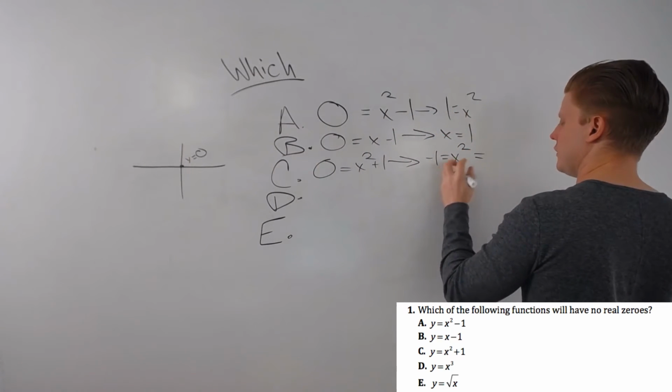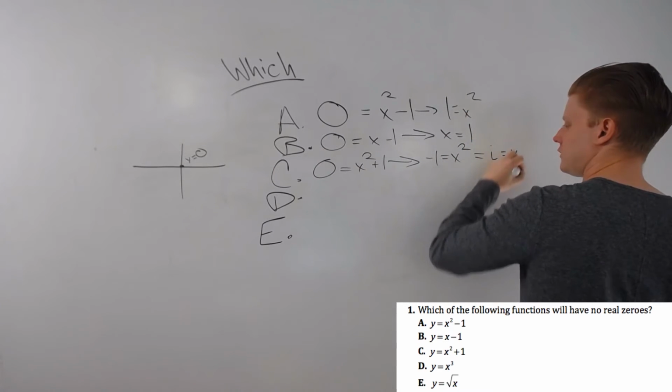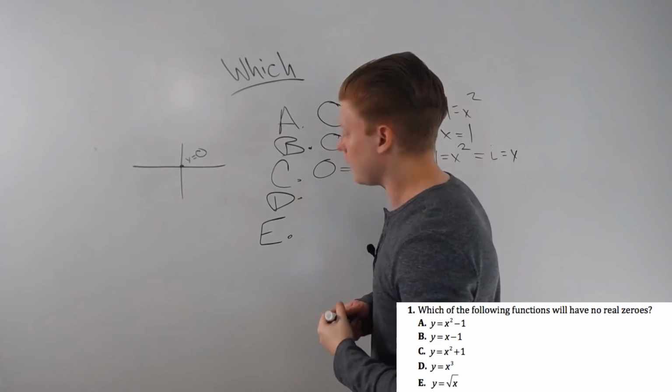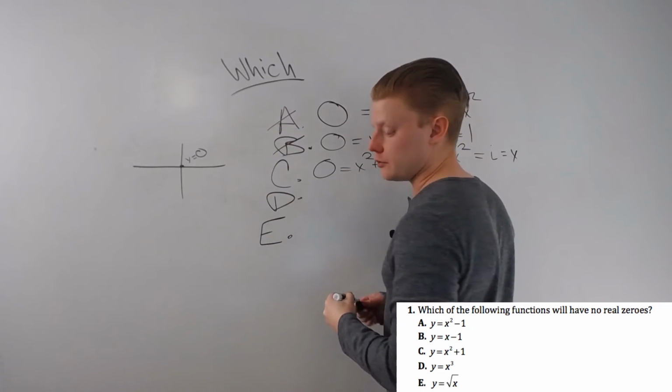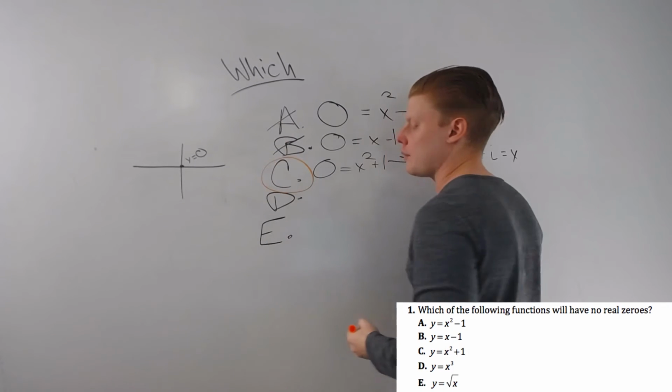The square root of negative 1 is i. i equals x. Well, that's not a real number square root. So I can stop there. A and B had real number square roots. C does not.